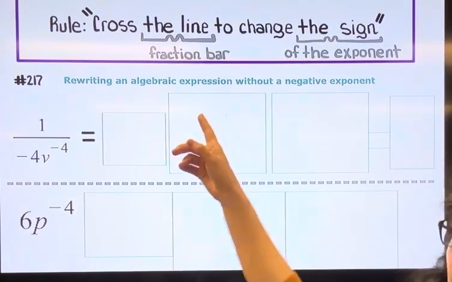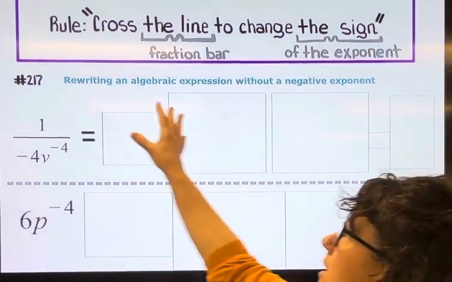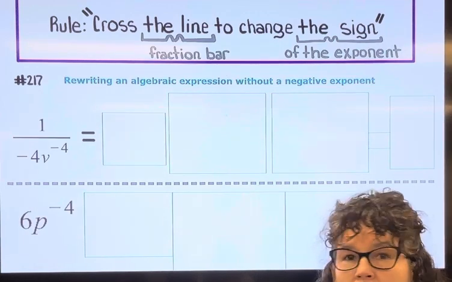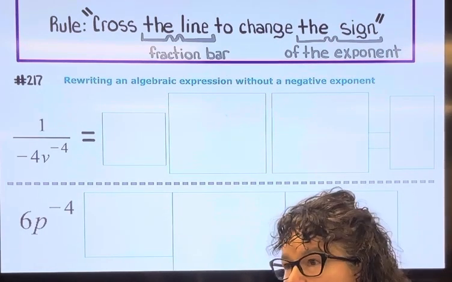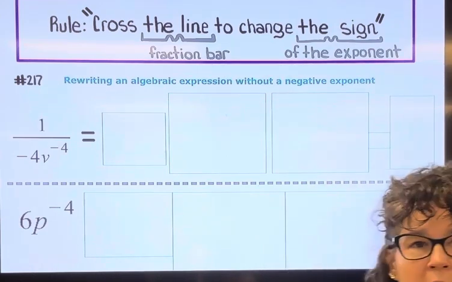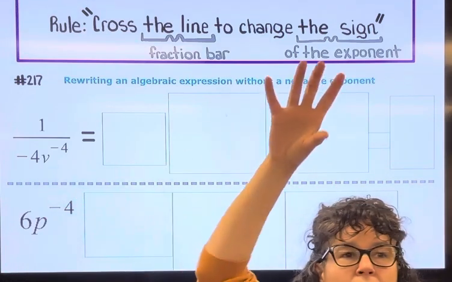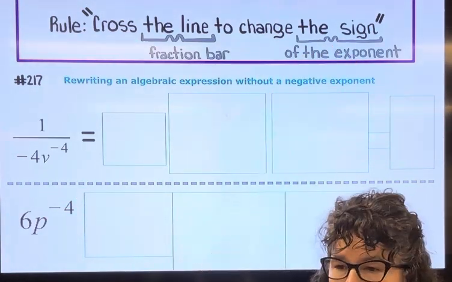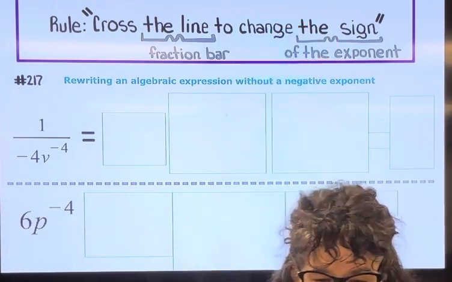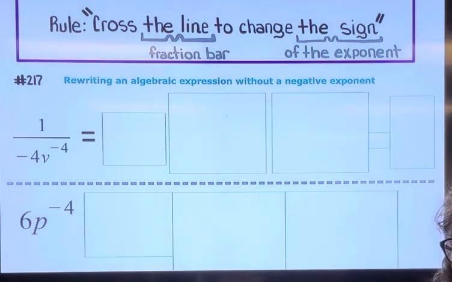So applying a few of our power rules, one of our new rules essentially comes down to: cross the line to change the sign of the exponent. Exponents that are negative are not considered simplified. So when I say cross the line to change the sign, I'm talking about the fraction bar line. And if you grab the power and move it either below the fraction bar or above the fraction bar, the sign on the exponent changes. Now we are not trying to change the sign of numbers, just exponents.